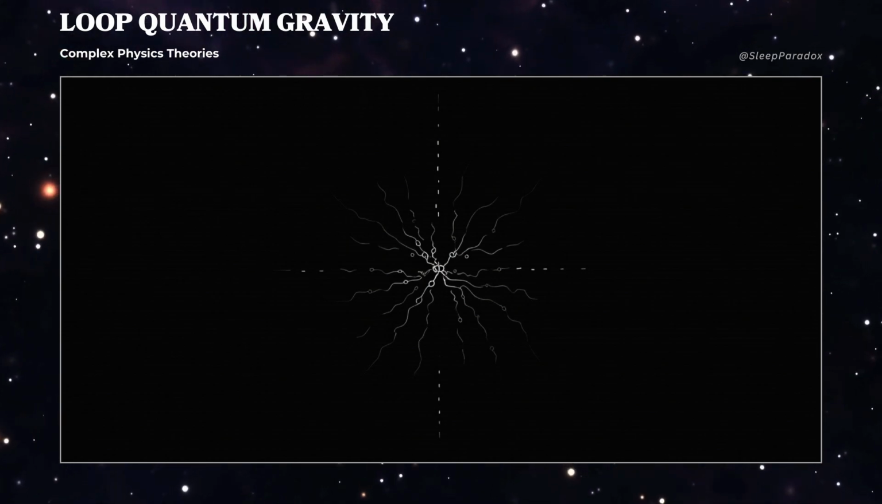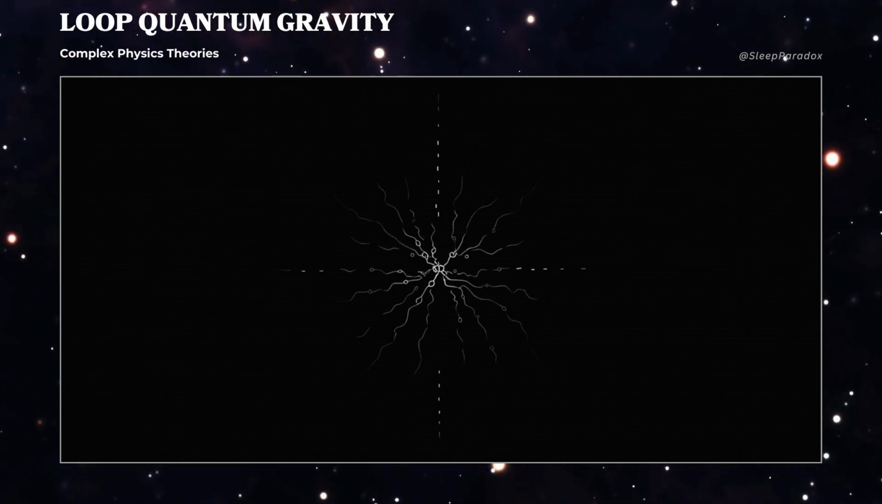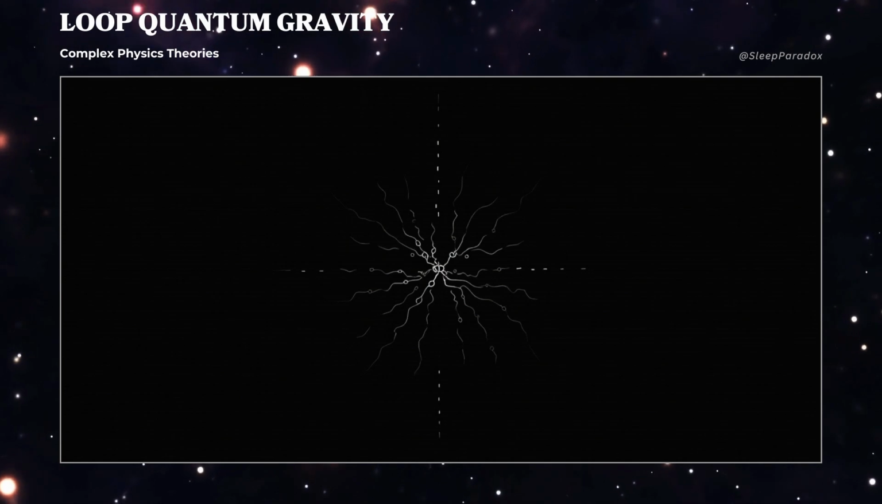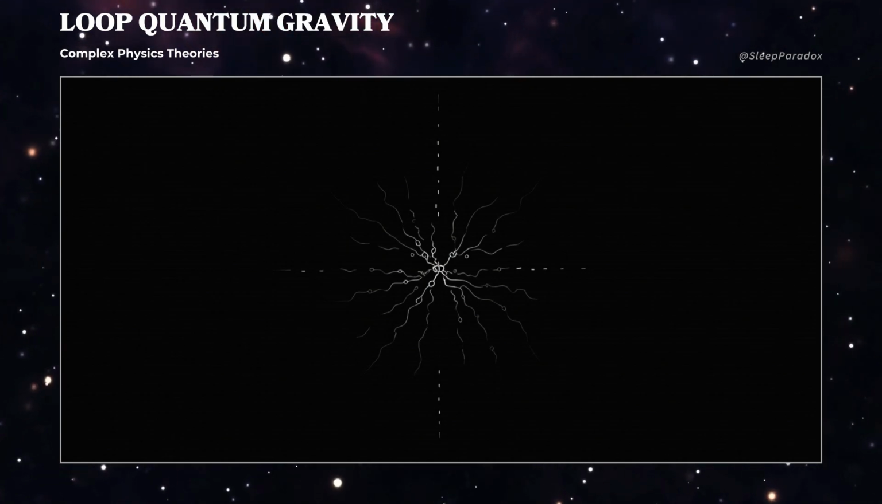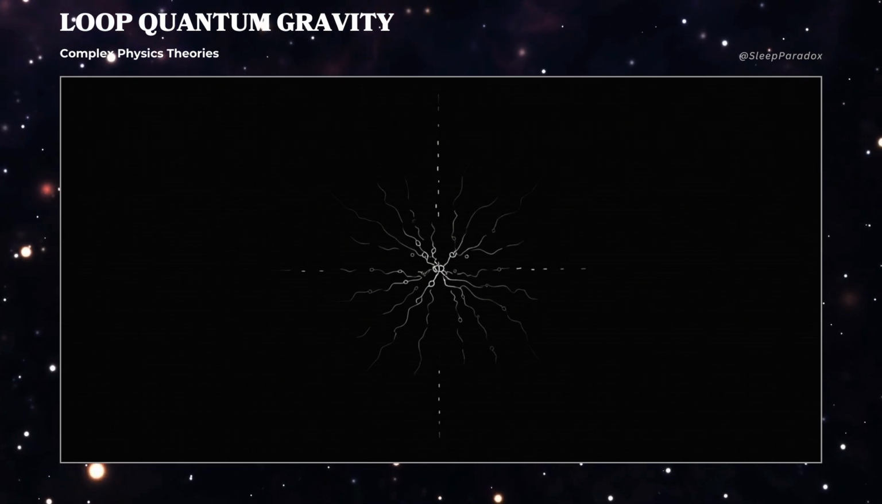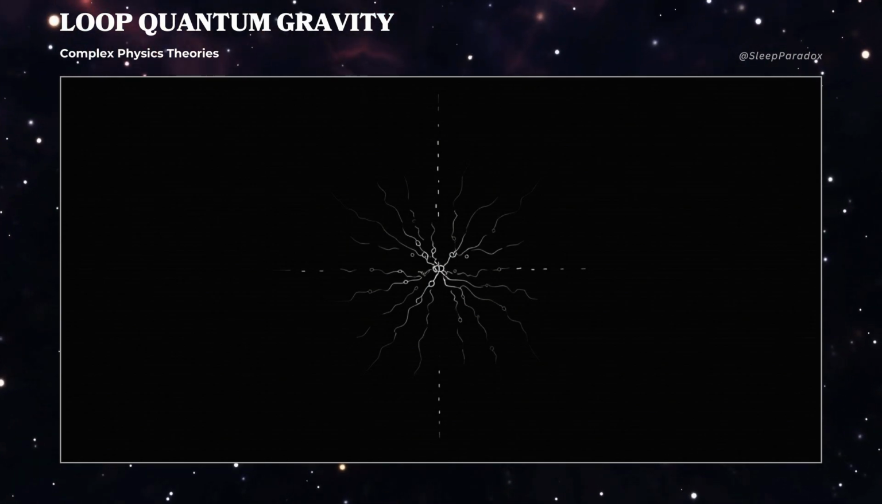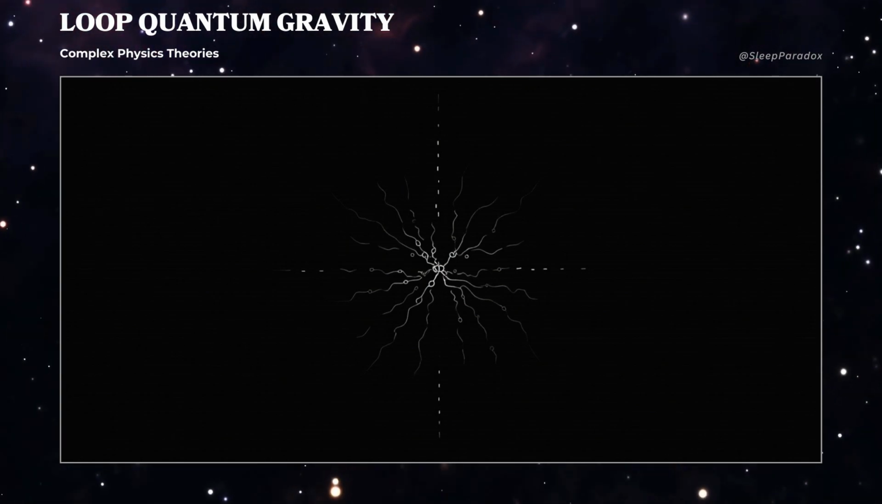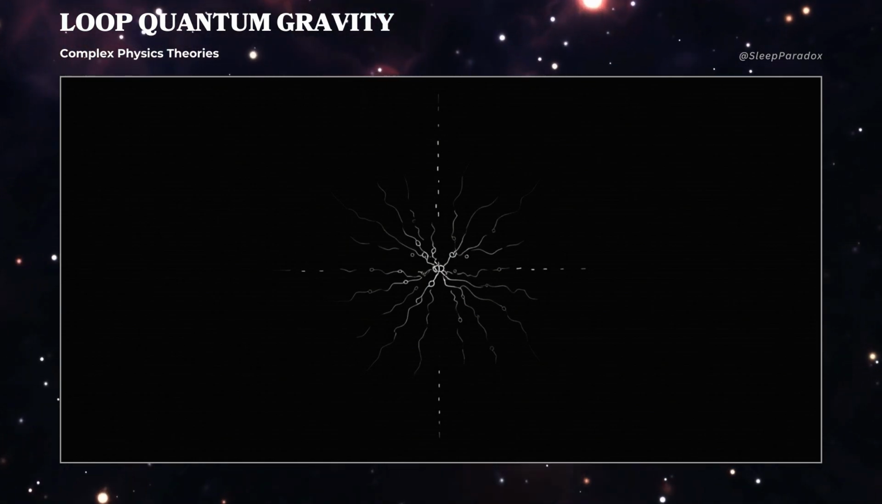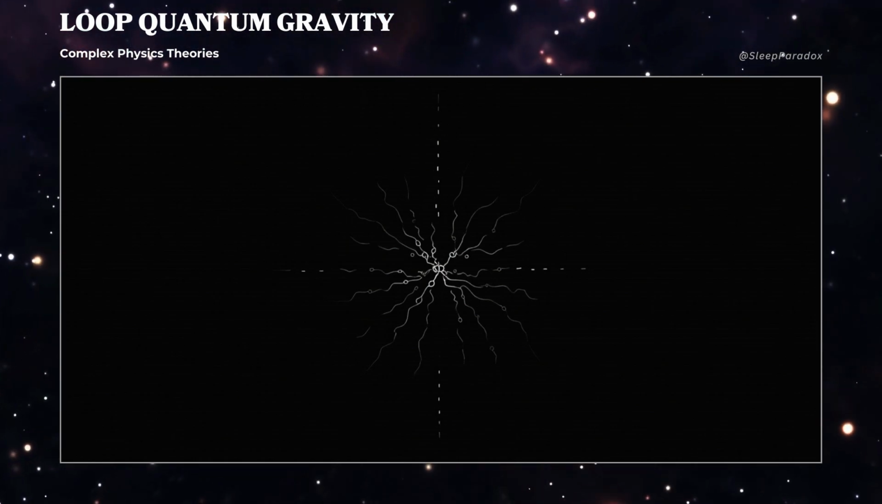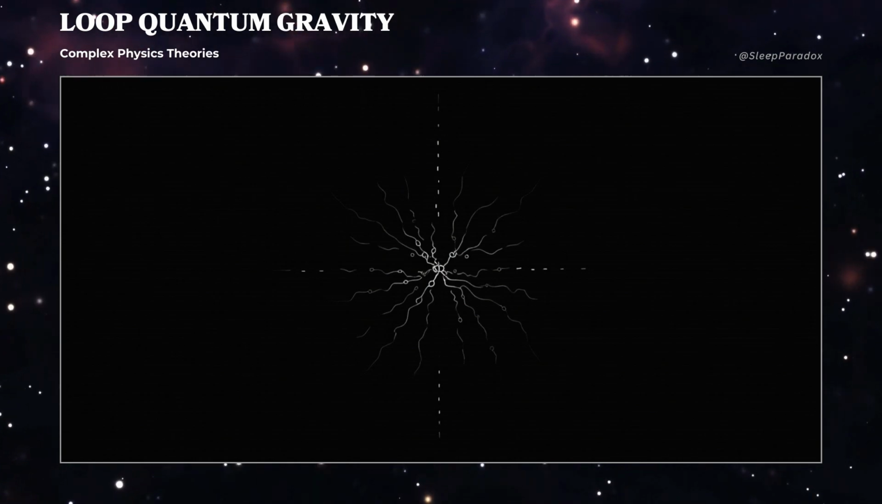The theory also makes predictions about the early universe. In loop quantum cosmology, the Big Bang is replaced by what's called a big bounce. Rather than emerging from a singularity, the universe may have gone through a prior phase of contraction, followed by a rebound into expansion. This idea is still being studied, but it offers a possible way to avoid the infinities that plague classical cosmology.